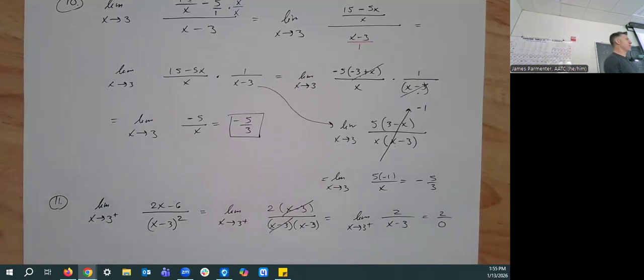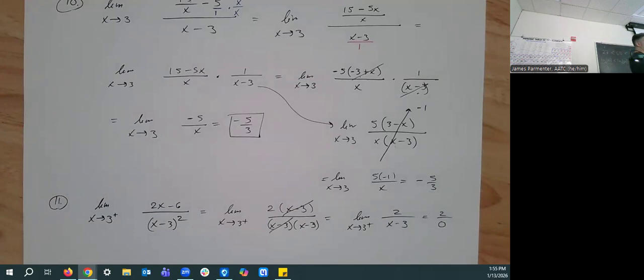Or as I would say, so here's what I'm going to say. We don't really have 2 divided by 0. We have 2 divided by a number that's getting very, very close to 0. And is it going to be a little bit positive or a little bit negative in this example? Well, is x a little bit bigger than 3 or a little bit smaller than 3?